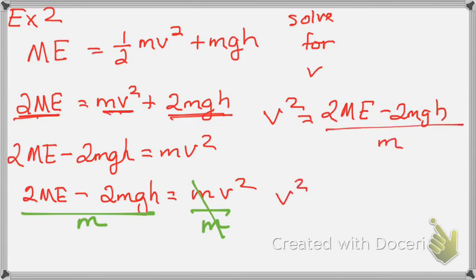Or another acceptable variation would be 2me over lowercase m minus 2gh, because if you write them separately, the m's would cancel here. Does that make sense? And I don't care which way you write it. They don't care which way you write it. I typically leave it like this. Okay? Just because why do another step if I don't have to, right?